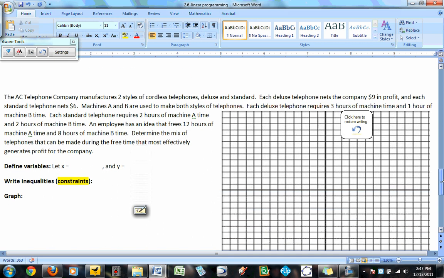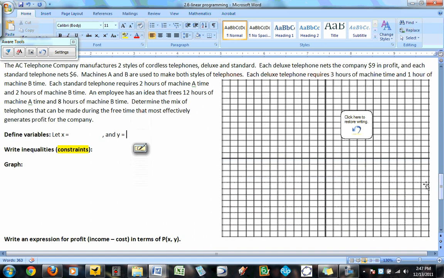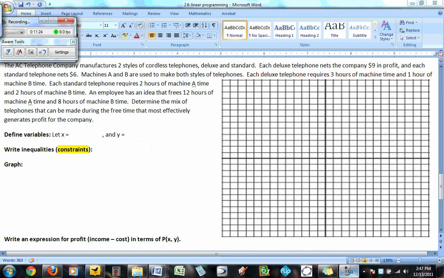So, one more example for you. It says the AC Telephone Company manufactures 2 styles of cordless telephones, deluxe and standard. Each deluxe telephone nets the company $9 in profit, and each standard telephone nets $6 in profit. Remember, we're going to save that profit stuff for later.